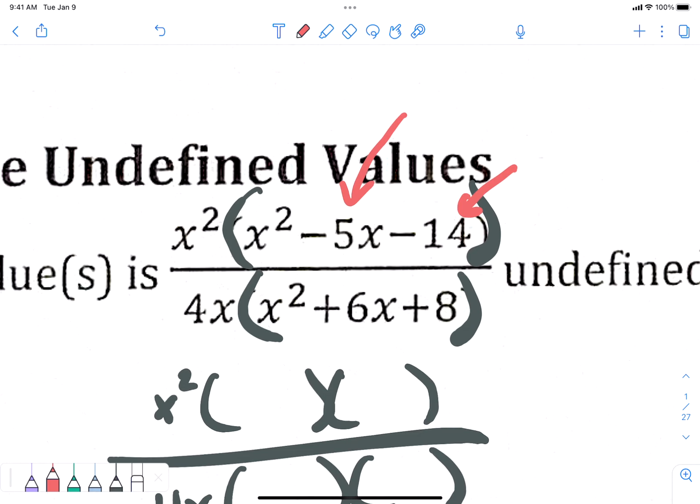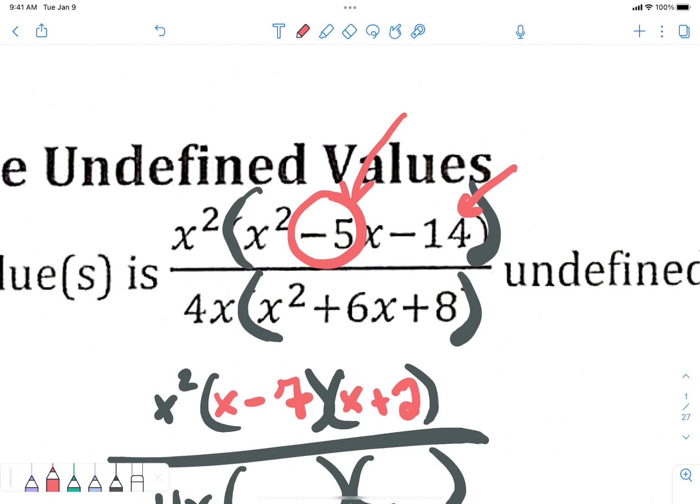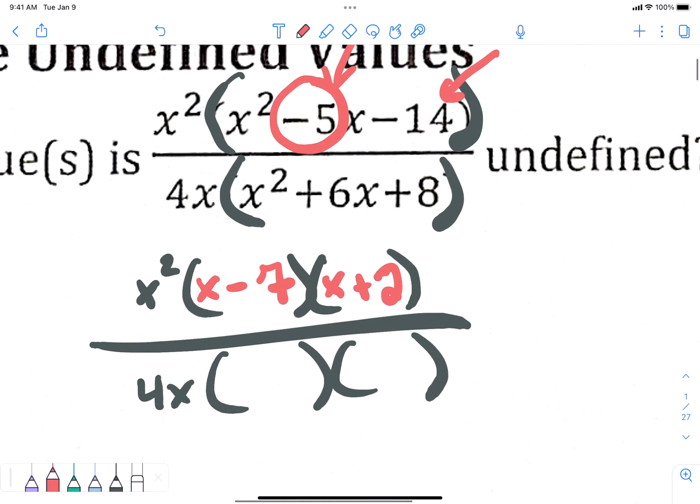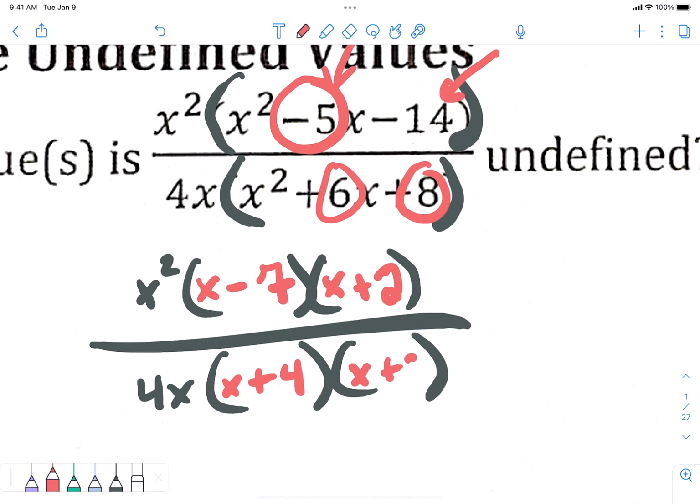7 and 2. Okay. I want to add them together to make a -5. So which one of those has to be negative? The 7, right? -7 plus 2 is -5. That's how I wanted to break that down. Now, the bottom one. Multiply to get 8, add to get 6. Not a whole lot to multiply to get 8 either. 4 and 2. I want to add them together to make +6. It'd be +4, +2, right? Okay?